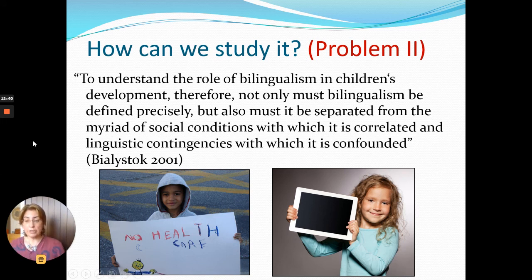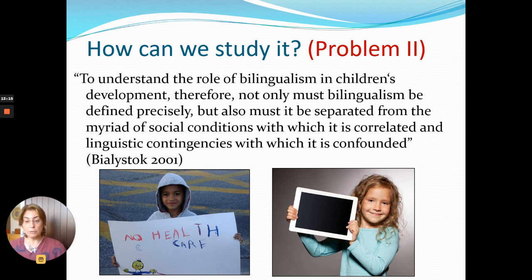So to separate the effects that multilingualism per se, just the mere fact of speaking more than one language, has on the cognitive performance of children from the effects of the many socio-economic and psychological conditions that come linked to the environment that make those kids multilingual, that would be a challenge. And this is, unfortunately, as we will see, not always taken into consideration.